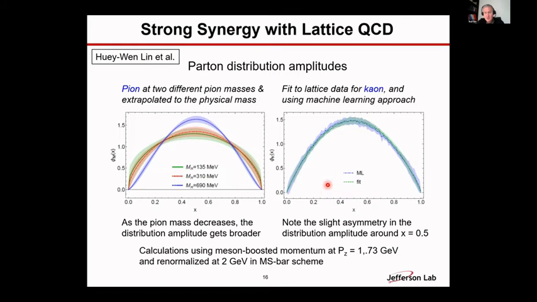Or you start looking at the kaon, and you find that the distribution is not completely symmetric around the axis 0.5. So that's the effect of this Higgs mechanism. These distributions start getting non-symmetric in the pion distribution amplitudes. And in the end, that's going to have an impact on the observables we calculate.